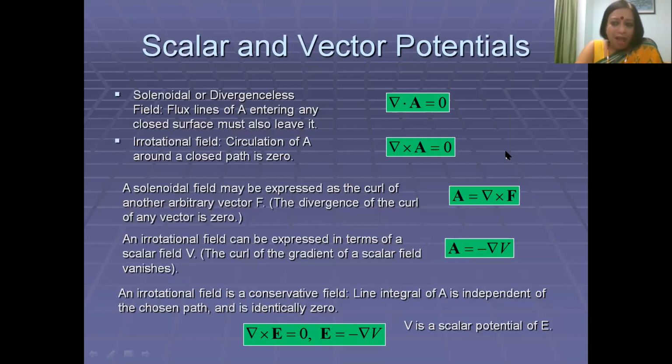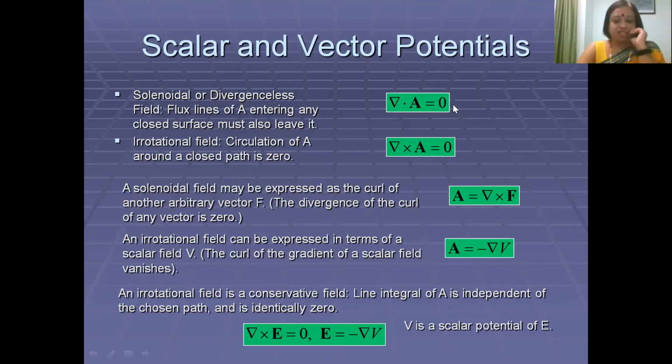Now, why am I talking about all these various different kinds of fields? The reason is this. Let us imagine you have a field which has divergence equal to 0. Let's say you have divergence of A is equal to 0. Such a field is called a divergence-less field or a solenoidal field, which means that flux lines of A entering into a closed surface must also leave it. All the flux lines that are entering into a closed surface will also leave that surface. So that is a divergence-less field.